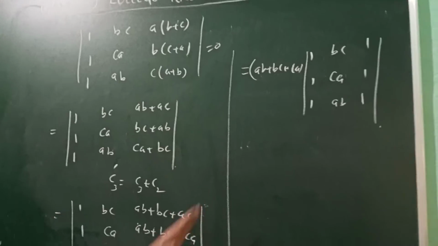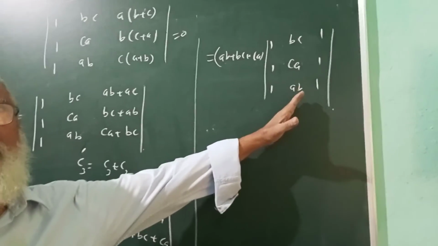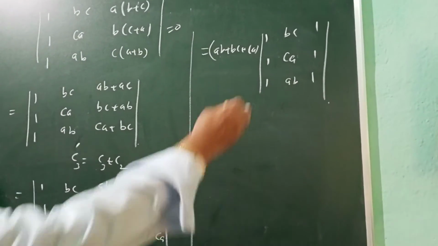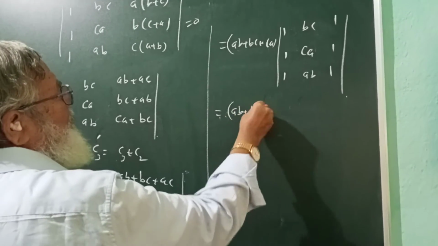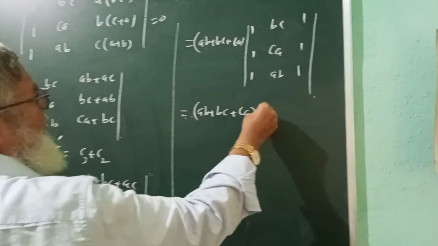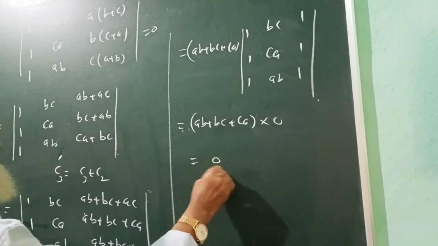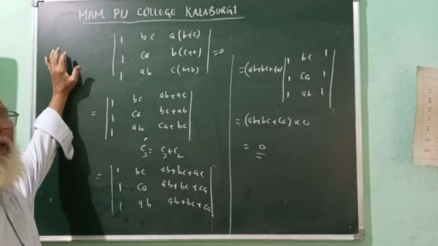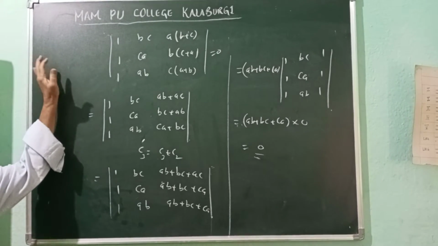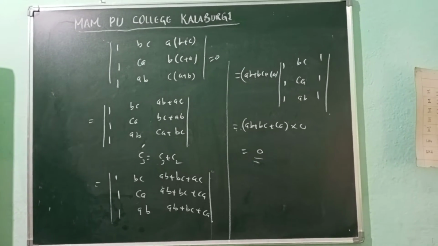You can see the first column is identical to the third column, so the value will be 0, and 0 into anything is 0. ab plus bc plus ca into 0, the answer is 0. Therefore, without expansion, we have proved that the value of this determinant is 0. Now we move to the further problems.